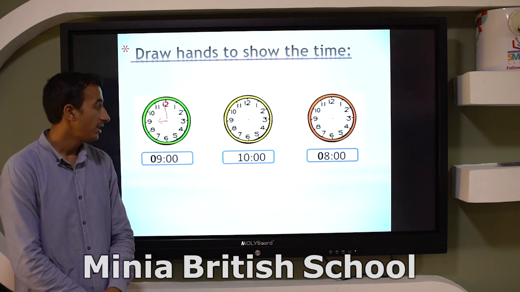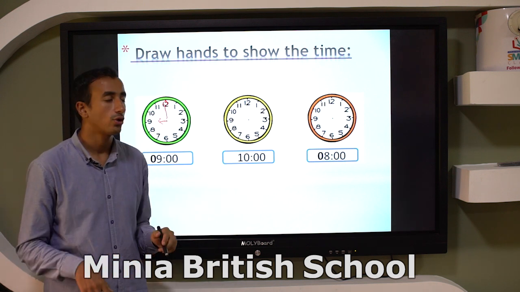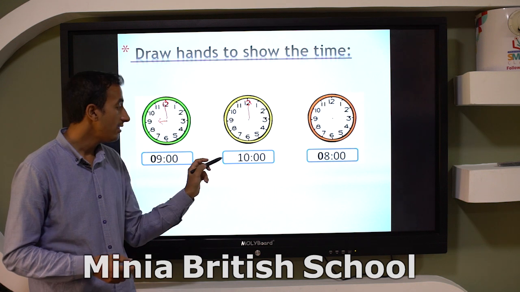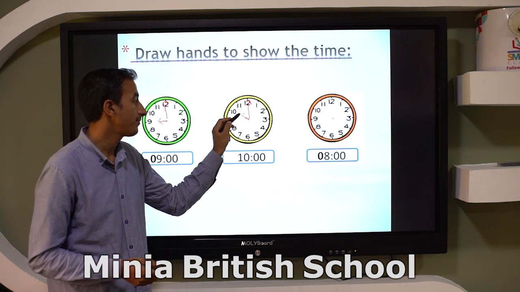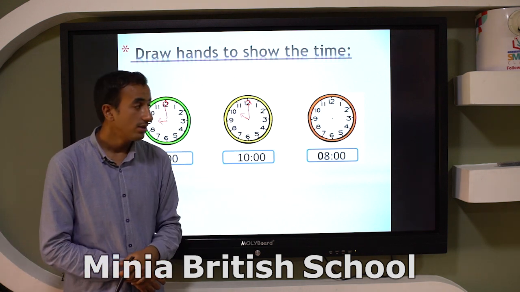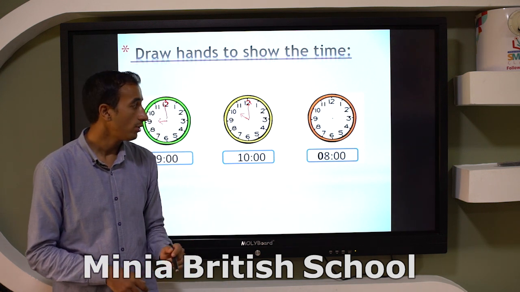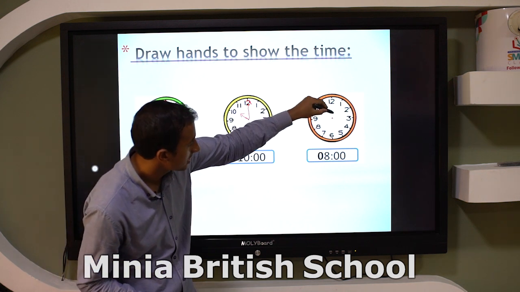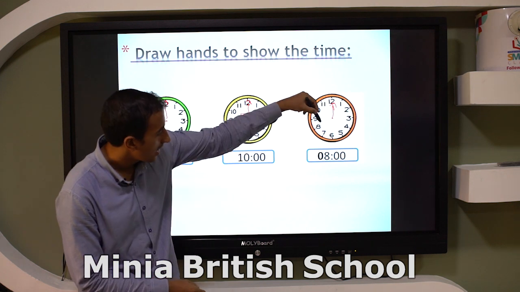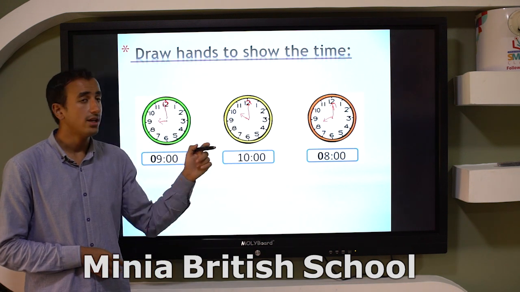In the second example, what time is it? It's 10 o'clock. So we must draw the long hand at the number 12 and the short hand for hours at the number 10. The last example, what time is it? It's 8 o'clock. We must draw the long hand at 12 and the short hand at the number 8. So what time is it? It's 8 o'clock. It's 10 o'clock.